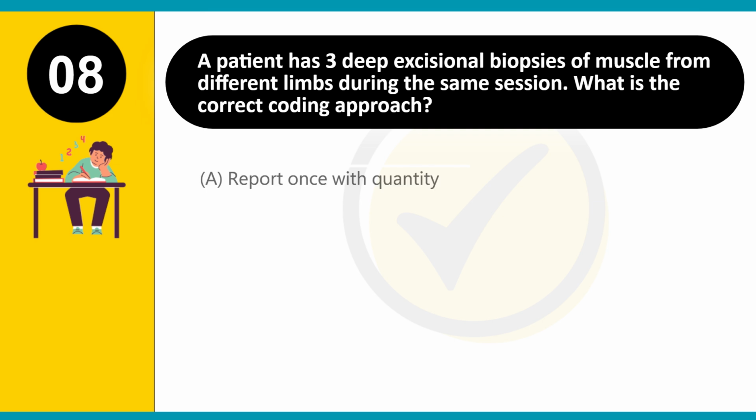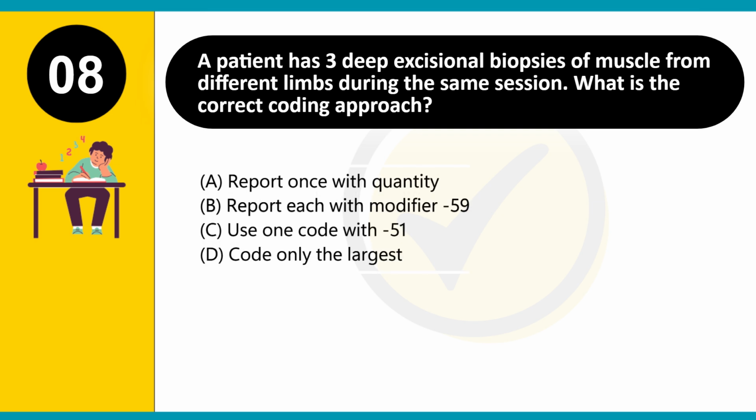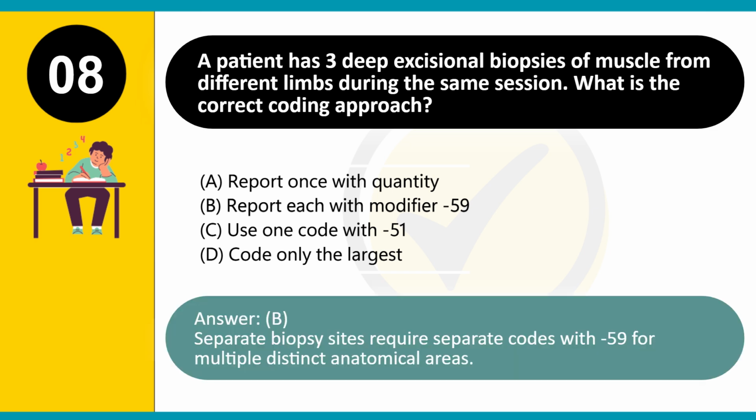A patient has 3 deep excisional biopsies of muscle from different limbs during the same session. What is the correct coding approach? A. Report once with quantity. B. Report each with modifier -59. C. Use one code with -51. D. Code only the largest. Answer, B. Separate biopsy sites require separate codes with -59 for multiple distinct anatomical areas.